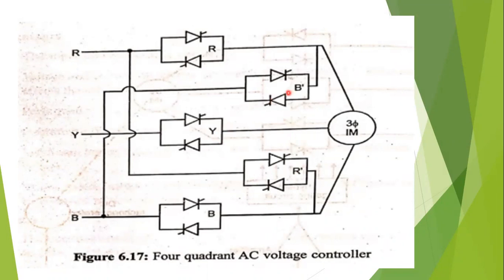Okay, that means we are not giving the triggering pulse to the R and B, only R dash, Y, B dash. So we are giving the triggering pulse to these thyristor pairs, called the R dash pair of thyristors, Y pair of thyristors, or B pair of thyristors. Here, these two leads are interchanging, the R phase and B phase.